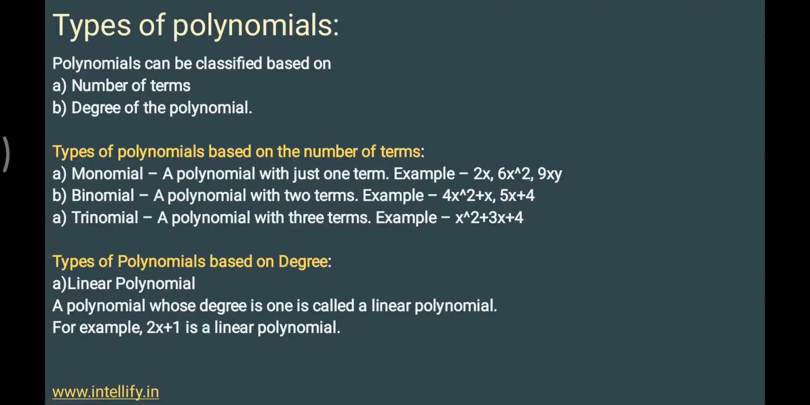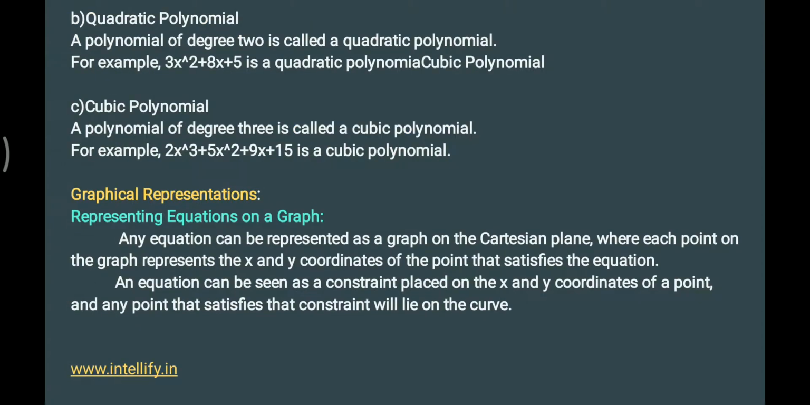Let's go to the types of polynomials based on the degree. It consists of linear polynomial. Firstly, what is meant by linear polynomial? A polynomial whose degree is 1 is called a linear polynomial. For example, 2x plus 1 is a linear polynomial. Here we can see the highest degree is 1, so it is called a linear polynomial. If the highest degree is 2, then it is said to be quadratic, and if the highest degree is 3, then it is said to be a cubic polynomial.